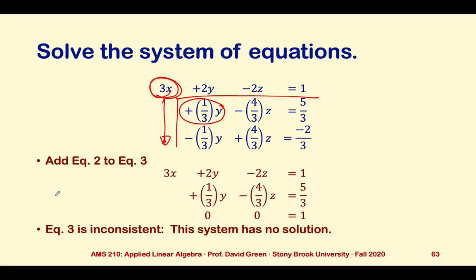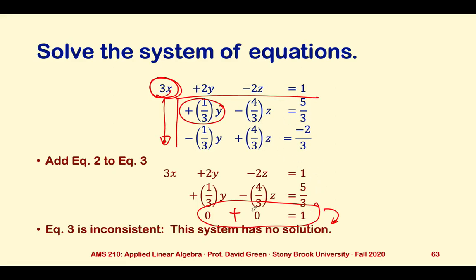Right away, we should identify that this is a problem. We have an inconsistent system. This last equation says 0 plus 0 is 1. This is obviously not possible, and this tells us that we have an inconsistent system. This system has no solution. Anytime we get a 0 equals 1 in Gaussian elimination, this indicates we have no solution to the system.